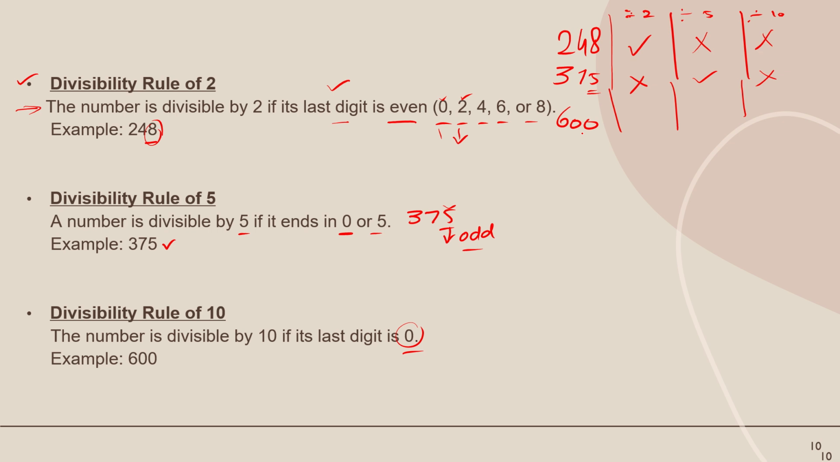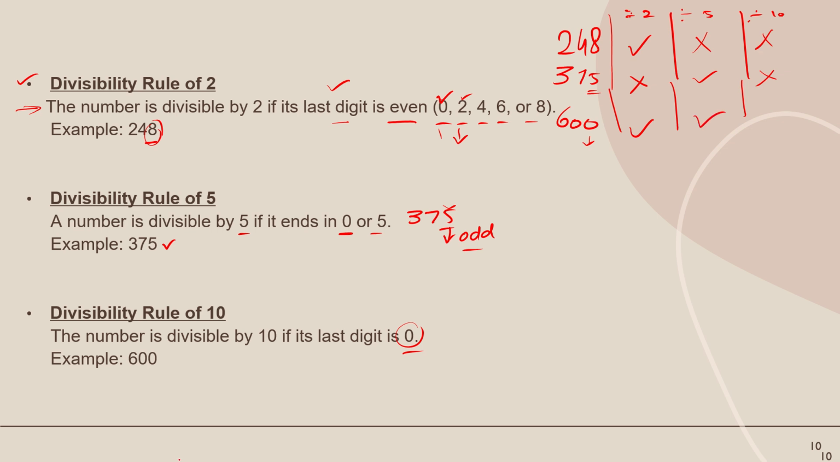Okay, can 600 be divided by 2 or not? As the last digit is 0, so 0 is there, so 600 is completely divisible by 2. Now for 5, it ends in 0. So the last digit is 0, so 600 is divisible by 5.